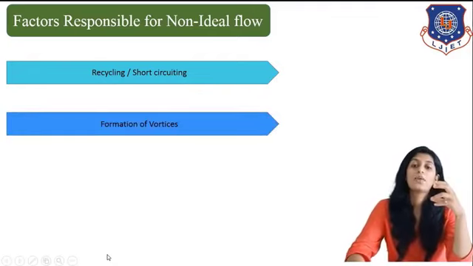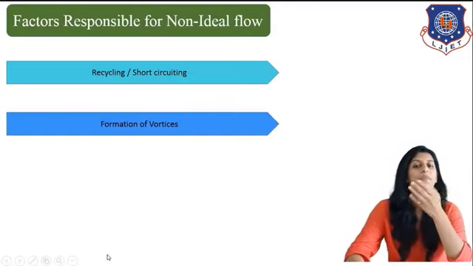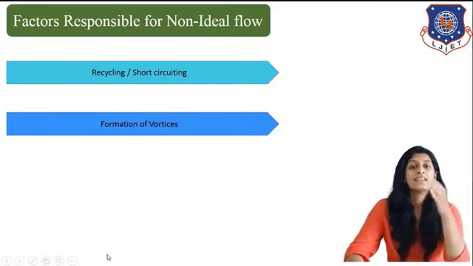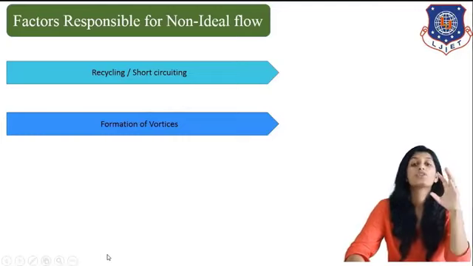Next is formation of vortices. Generally, there are vortices at either the beginning or the end of the reactor, at the entry point or at the exit point of the reactor. In those cases also, due to the formation of vortices, the velocity changes and the flow pattern also changes. So due to that also, there are chances of non-ideal flow.